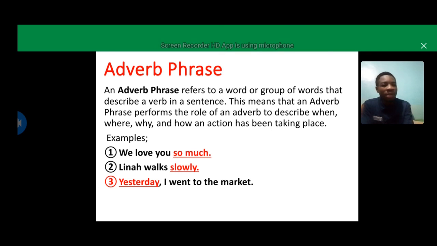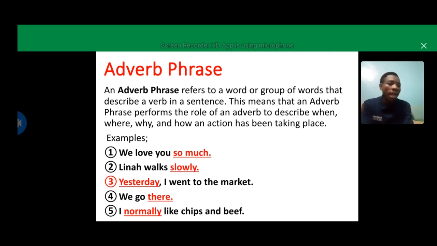Yesterday I went to the market. So yesterday is an adverb phrase, which shows time, which shows when an action was taking place. We go there. Again, there is an adverb phrase. I normally like chips and beef. So normally is an adverb phrase.